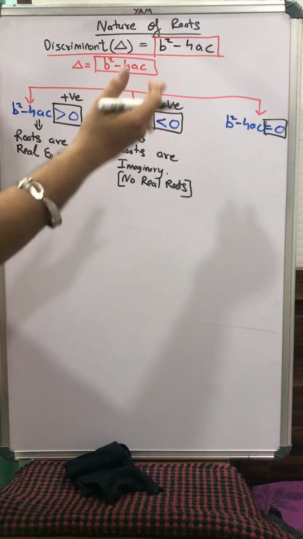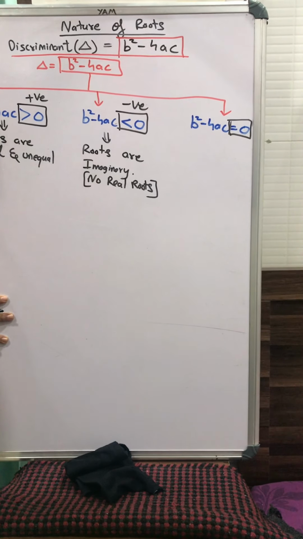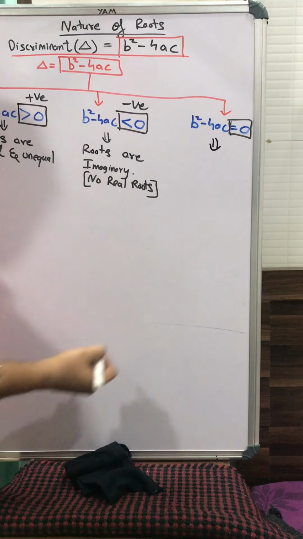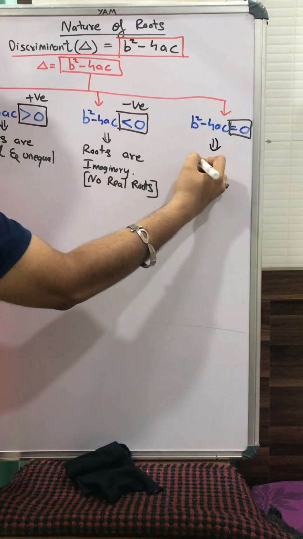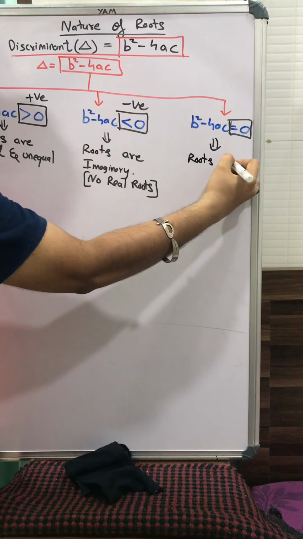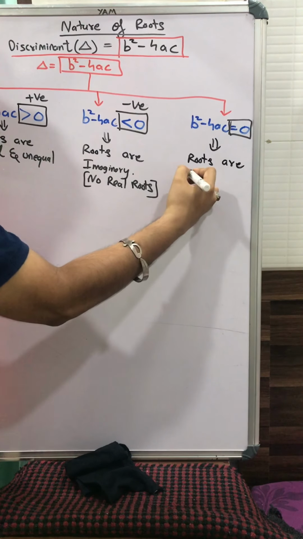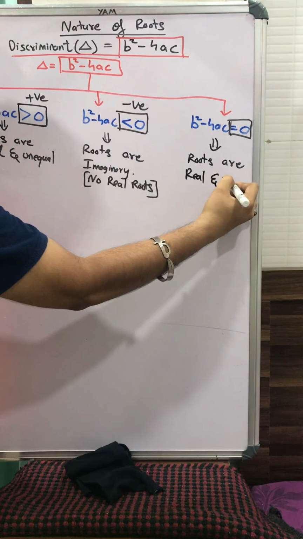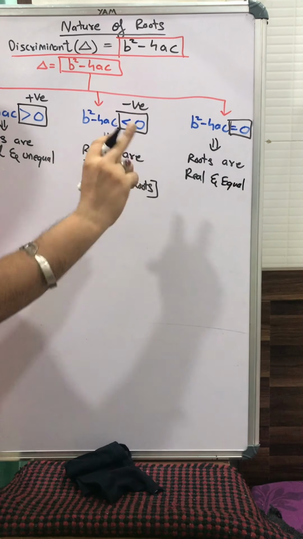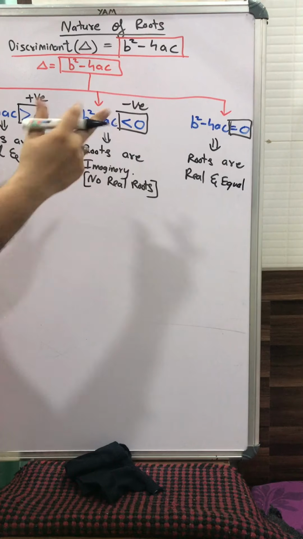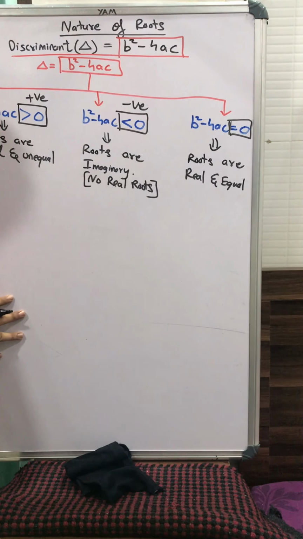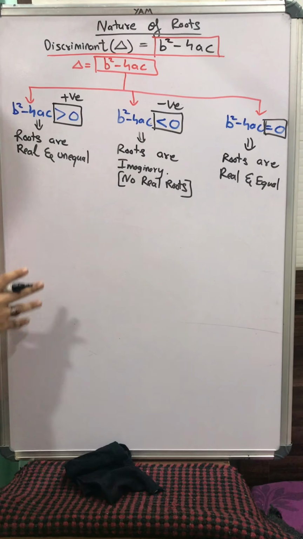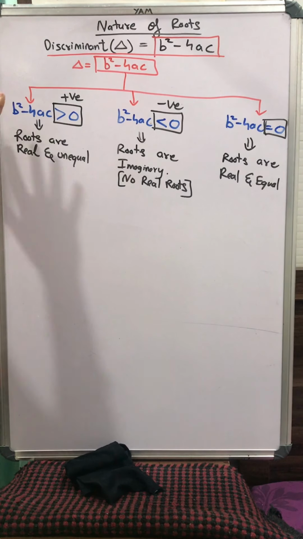Okay. Now comes the third case, students. It can be the case that the value of b square minus 4ac is equal to 0. So here we will say roots are real and equal. The two roots which we will get, both will be equal and they will be real numbers. Okay, students.